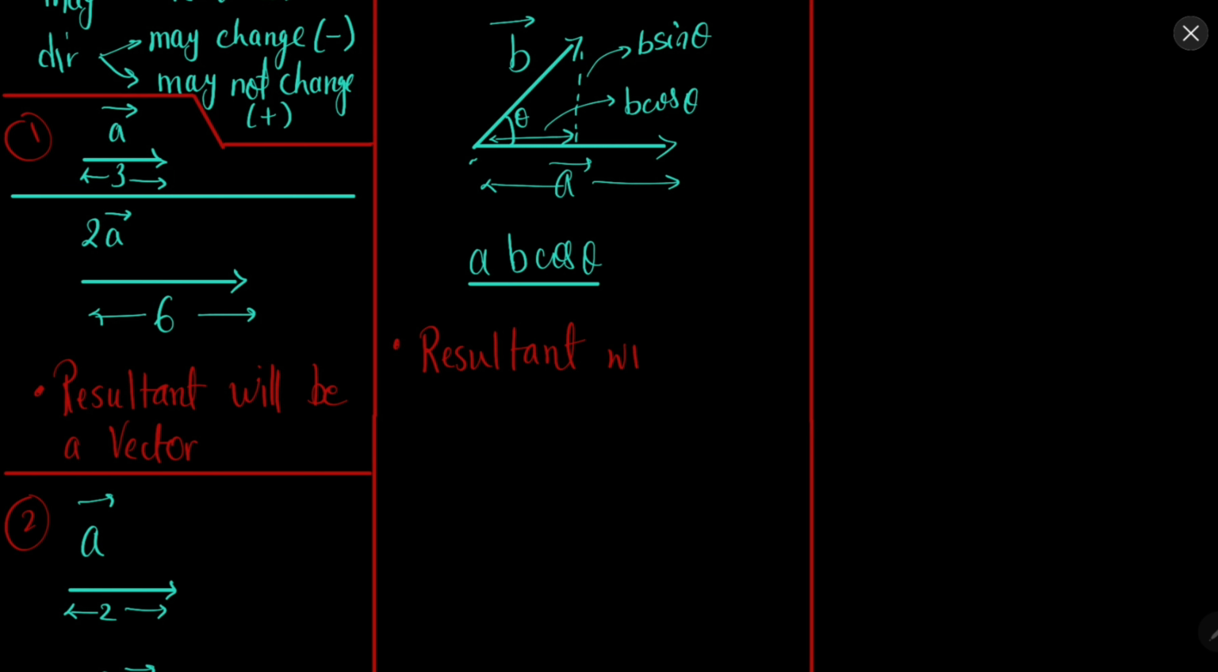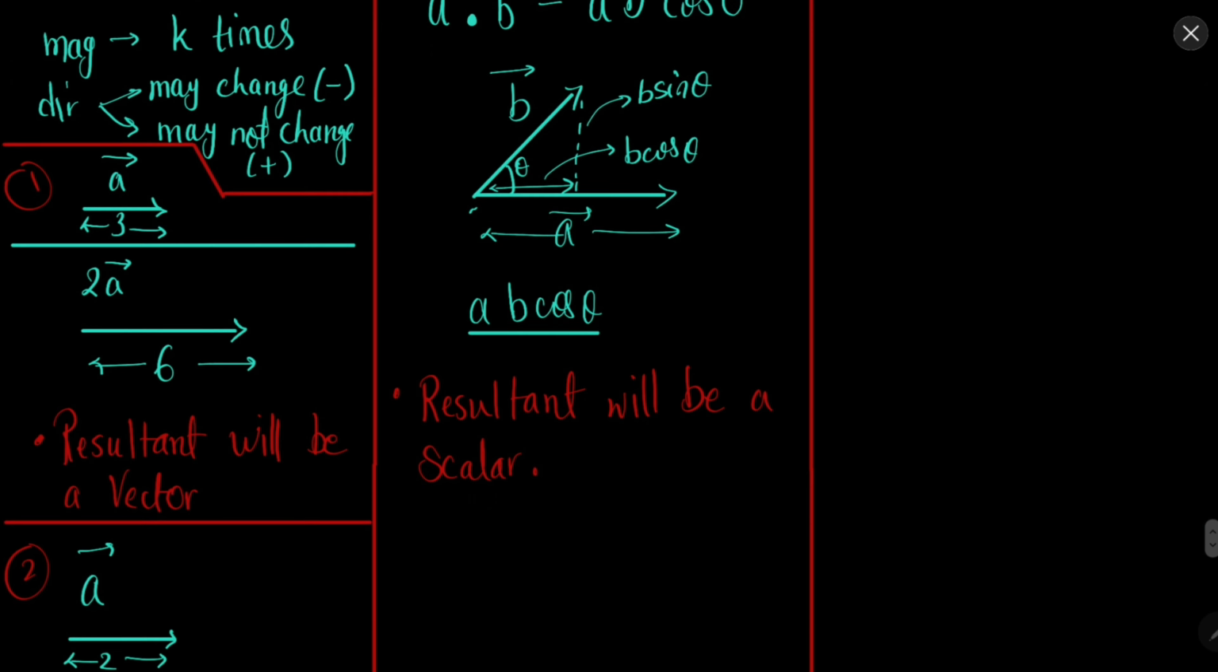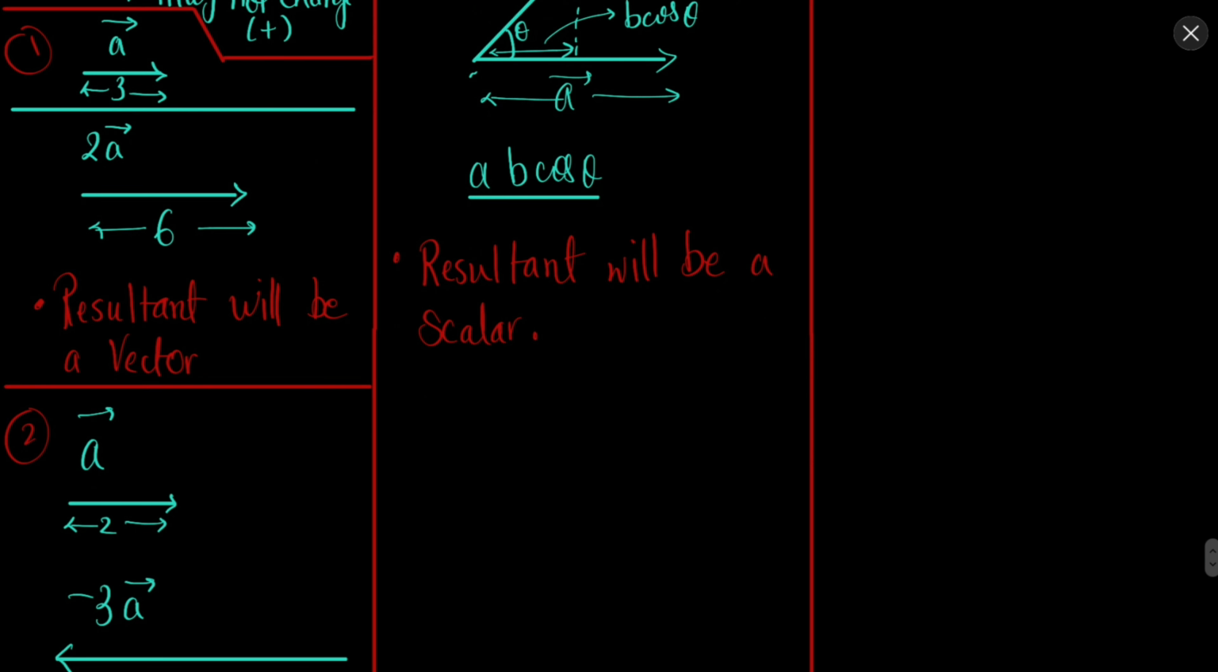So the resultant will be a scalar quantity, as opposed to the previous case where we got a vector as the resultant. So in scalar multiplication we get a scalar resultant. This does not have any direction.